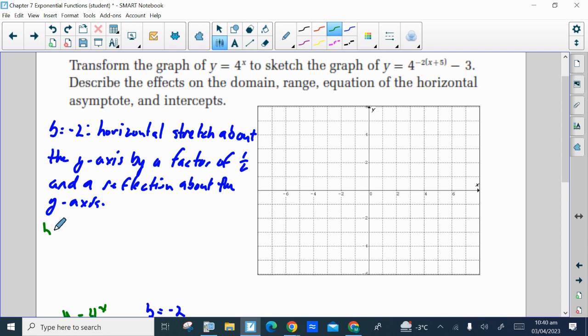Then we have an h value, and remember, it's always the opposite of what it appears to be because the general form has x minus h. Here our h value is negative 5, which means it's going to shift 5 units left. And the k value of negative 3 means it's going to shift 3 down.